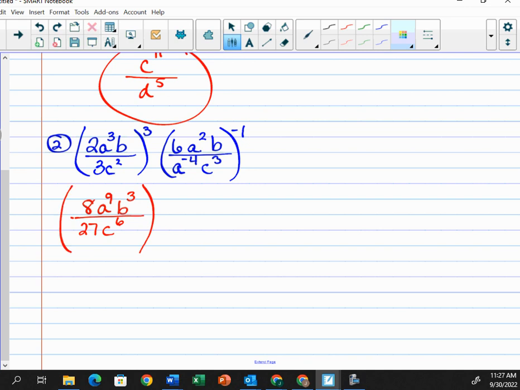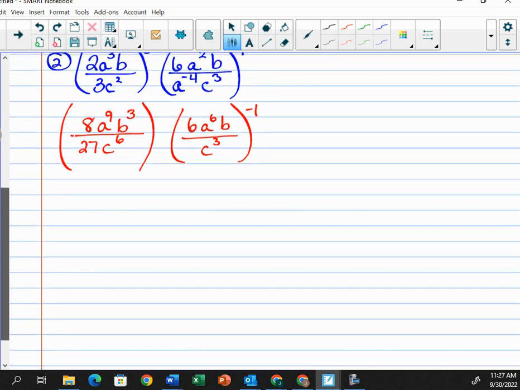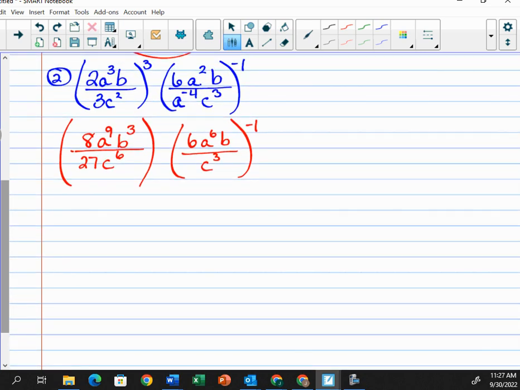All right. Second one, I am simplifying inside that parenthesis first. The only thing I have to deal with is the a's. What do I need to do with that a to the negative fourth? Move it to the top. And then I've got a squared and a to the fourth. So what does that really become? Okay. So I now have 6 a to the 6th b over c cubed, all to the negative 1. Hold on. I'm going to rewrite this first parenthesis.